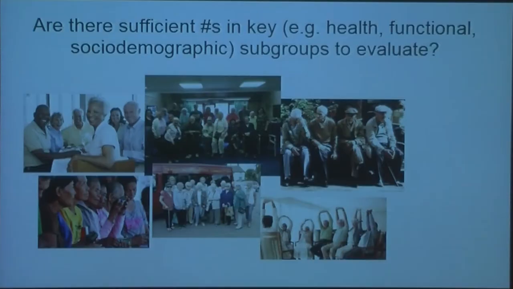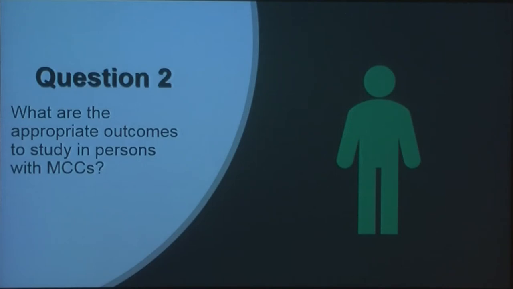And as we well know, statisticians hate subgroups. But if you're a clinician trying to treat older adults, you love subgroups. And so we need to make sure that there's as many of those represented as possible. And that's a very difficult thing to do, to get the right number to do that, which is, I think, one of the major reasons why much of the research does not apply.